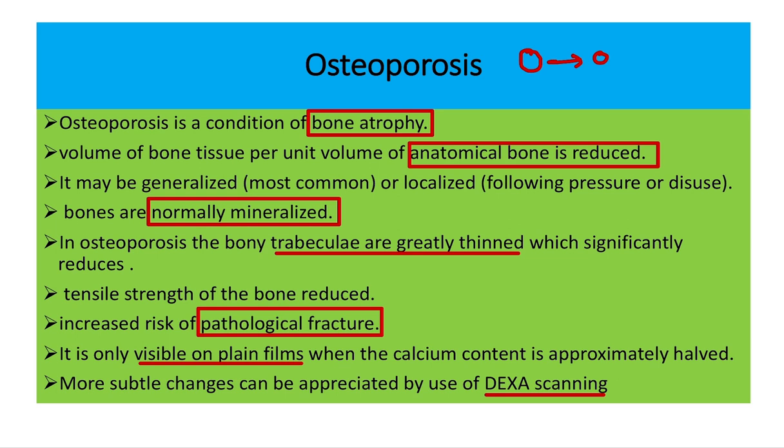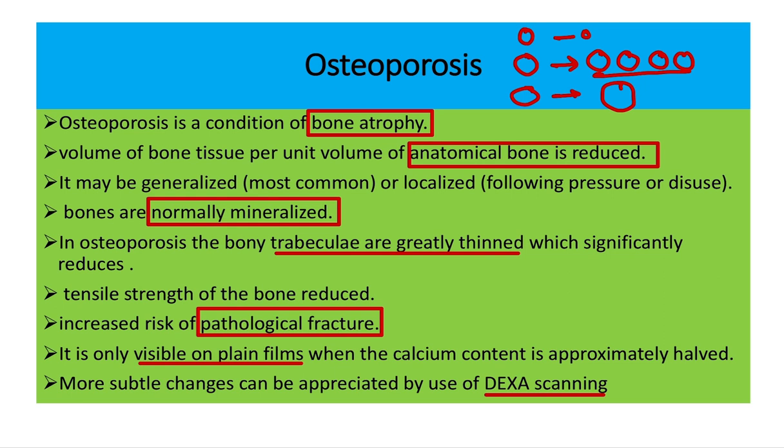There are also some other options. When the size is the same but the number increases, it is metaplasia. When the cell size is increased, then it is hypertrophy. When the cell size is reduced, then it is atrophy. So what is the atrophy of the bone? It is the reduction in the size of the bone. And what finally occurs? The anatomical bone is reduced.